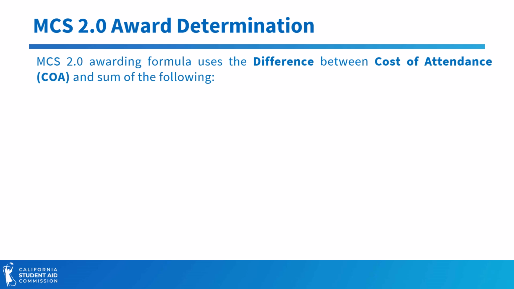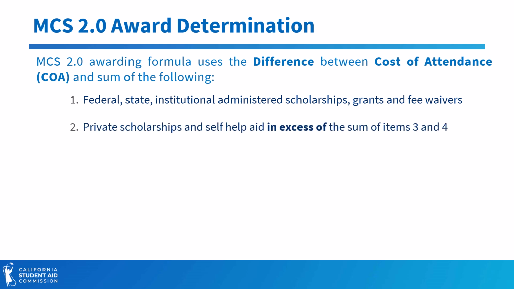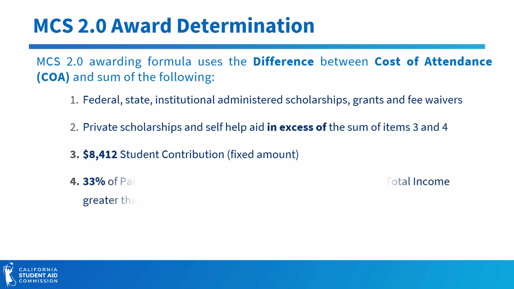The awarding formula uses the difference between college cost of attendance and the sum of the following items: federal, state, institutional scholarships, grants, and fee waivers, private scholarships and self-help aid in excess of items 3 and 4, the student contribution. This amount changes yearly, and for 25-26, the student contribution is $8,412.